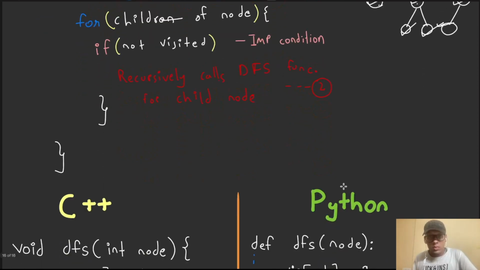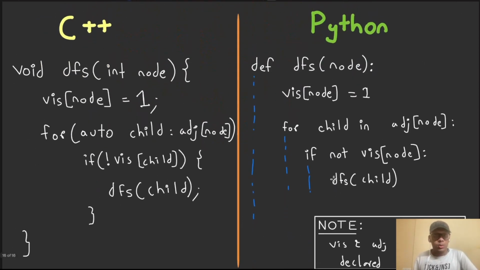Okay, let's see the code for this. On the left side it is C++ code, and on the right it is Python. One thing to note in both of these codes is that the visited and the adjacency lists are assumed to be declared globally. With the DFS code in C++ and Python, as you can see, the structure is almost the same as the algorithm. First we visit the node, then we go through the children, through the adjacency list. Then if the child is not visited, we call DFS for that child. Okay, so this is how basically we perform DFS.